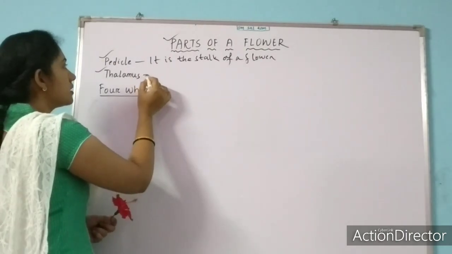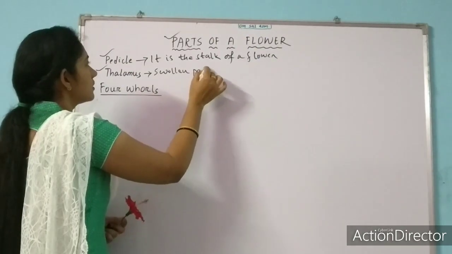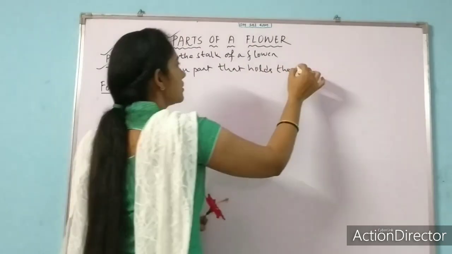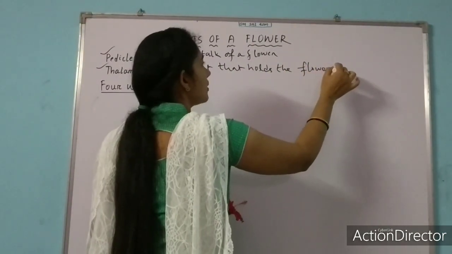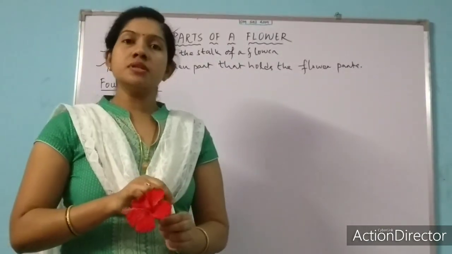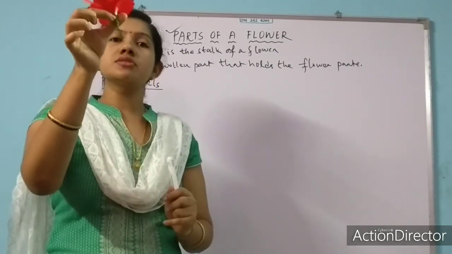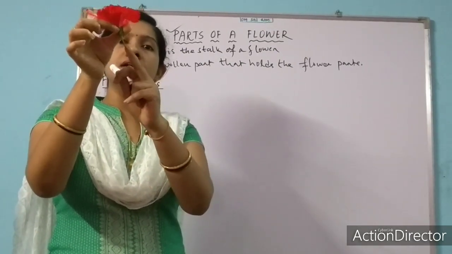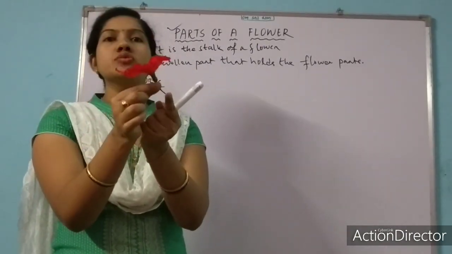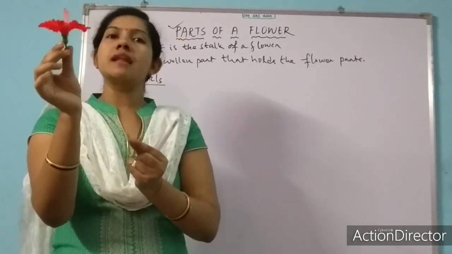The thalamus is the swollen part that holds the flower parts. All these things are given in a book, don't worry. So two parts we have already discussed. The first one is the stalk of the flower, called the pedicel, which holds the flower firmly, and by the help of the pedicel, the flower gets attached to the stem. The second part we have discussed is the thalamus.